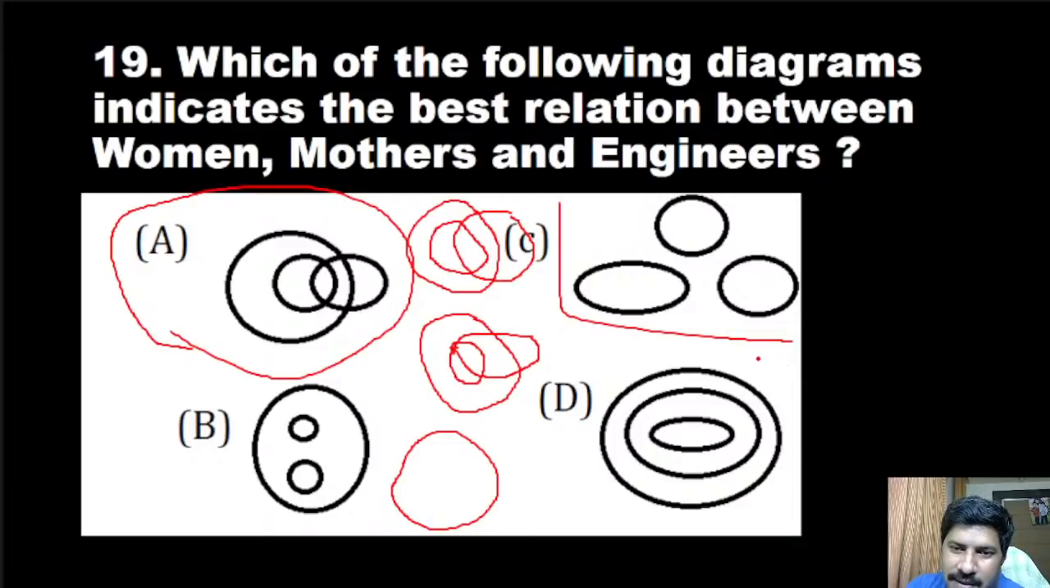And in the same way, option D is also incorrect, because women is the bigger circle, and inside that one circle, that is maybe either mother or engineers, and inside that they have given one more circle. But it is wrong because some mothers will be engineers, or some mothers will be doing other work also. So this option also becomes incorrect here. So that is how you need to find the answer here. I have just given an idea only. So a question may come like this.